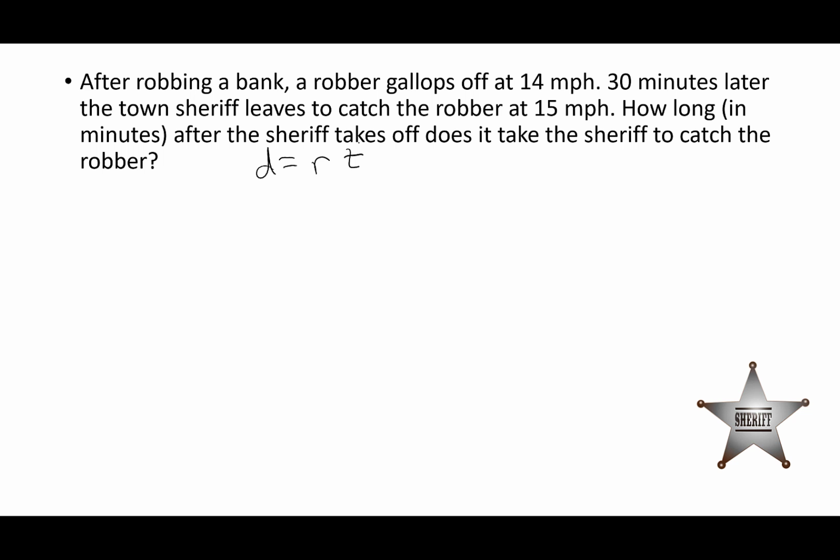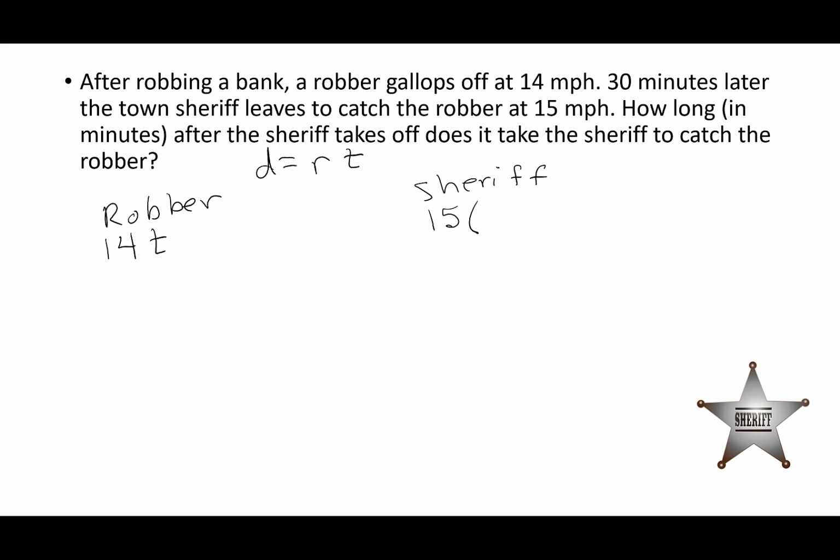So this time we know the rates, right? So when I look at the robber, I know the rate is 14 miles per hour. And let's just call T the time. The trickiest part of this problem is this next step, where I'm looking at the sheriff, and I know the sheriff goes 15 miles per hour, but he left 30 minutes later.